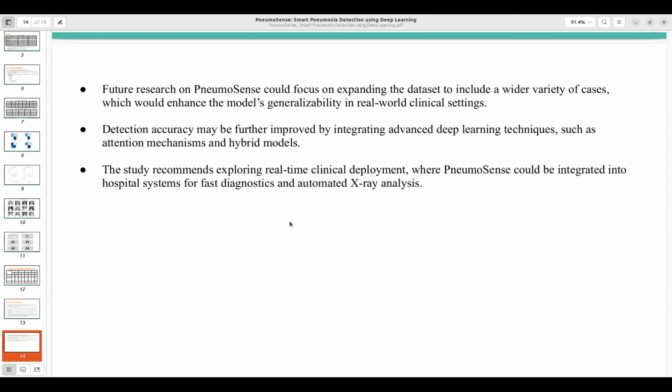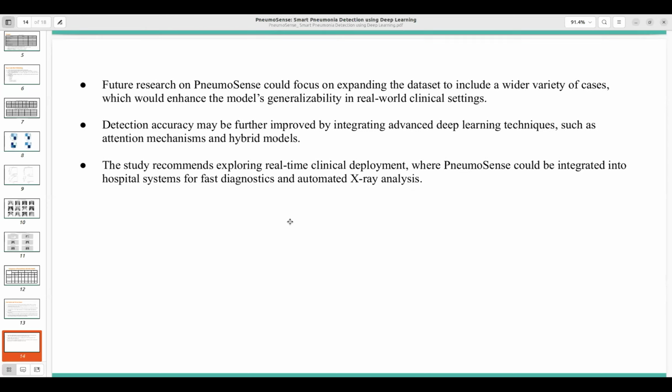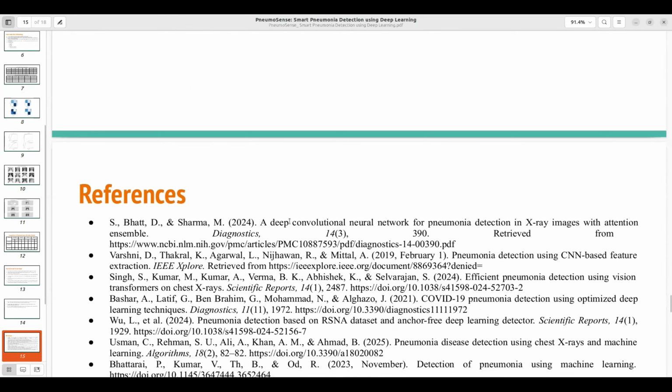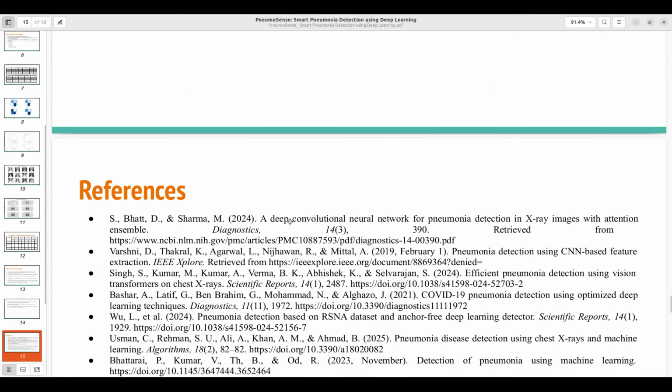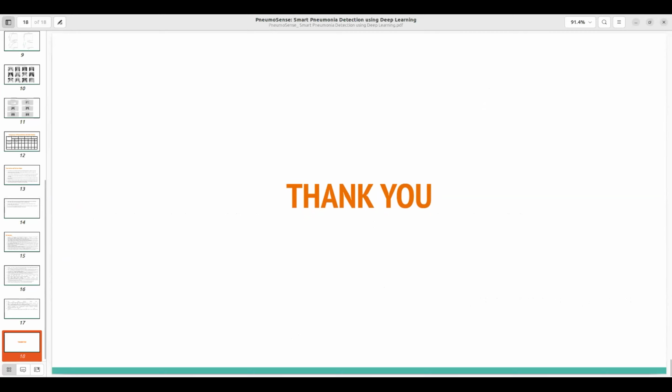Obviously this study recommends that PneumoSense can be integrated into hospital systems, and it can be a very advantageous resource for low resource places. So this was all about our presentation, and these are some references. Thank you. Any questions?